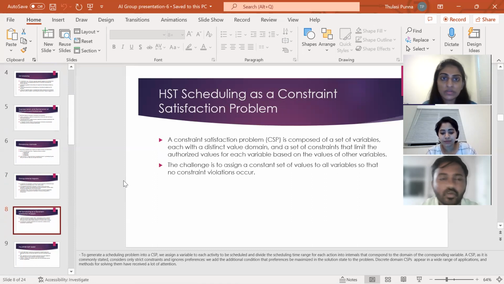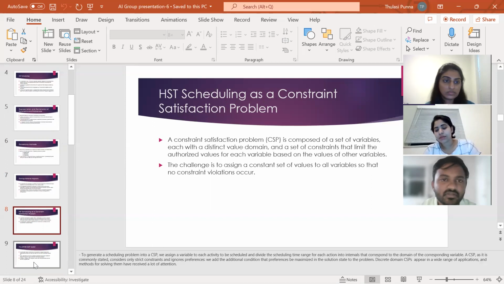Hi, the next topic is about HST scheduling as a constraint satisfaction problem. To translate a scheduling problem into a CSP, we assign a variable to each activity to be scheduled and divide the scheduling time range for each activity into intervals that correspond to the domain of the corresponding variable. A CSP, as it is commonly stated, considers only strict constraints and ignores preferences. We add these additional conditions, which we prefer to be maximized in the solution state, to the problem. The challenge is to assign a consistent set of values to all the variables so that no constraint violation occurs.